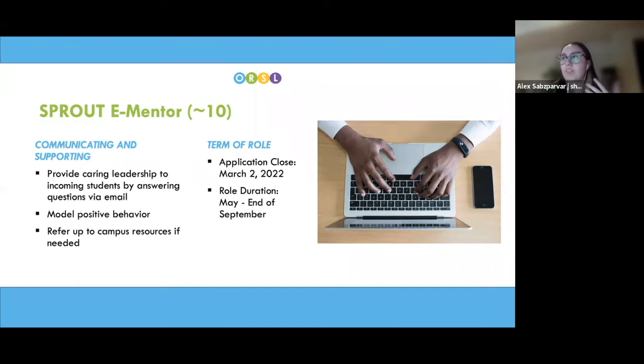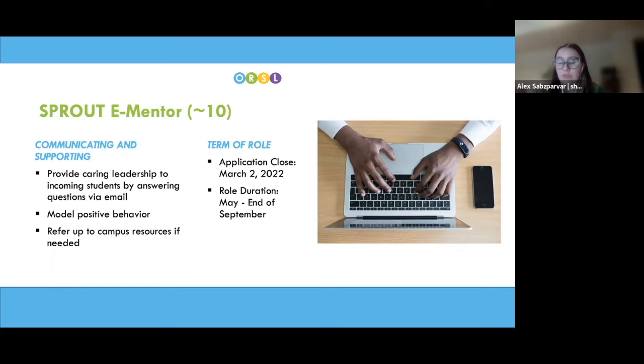Typically, this role also encourages you to model positive behavior. So you are kind of like an ambassador of New College during this time and really supporting students as they're getting ready to transition in. And again, like I mentioned, it's referring to a lot of campus resources if needed. So the newsletters will be highlighting resources, but they might ask for specific things, might ask for clarification, or they may not know what resource to actually go to if they need support.